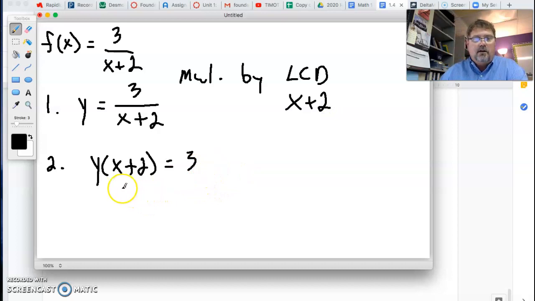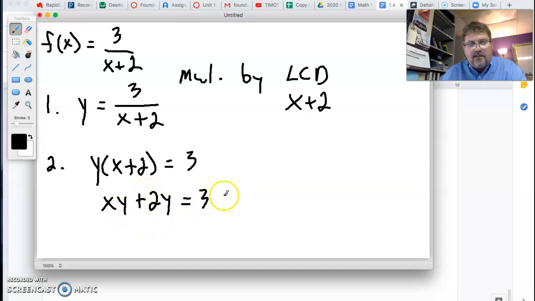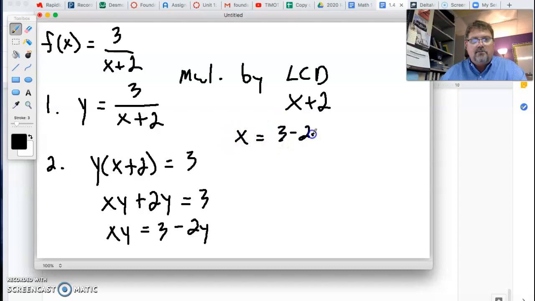That would also work. All right, so now we have xy, distribute now, plus 2y is 3. Okay, so we want to get x by itself. So the next step here is to get this 2y term on this side. Then finally we'll be able to divide. If we divide right now, that's not going to happen. So the next step here is xy is 3 minus 2y. And finally we can divide by y here. So we'll get x equals 3 minus 2y over y.